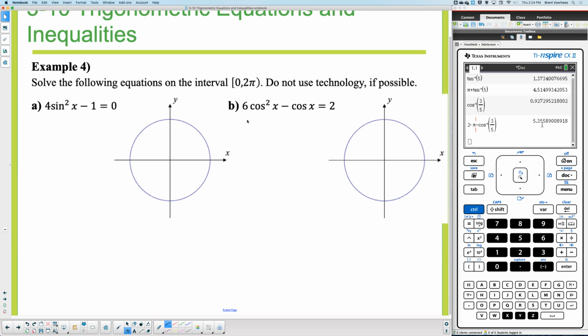Okay, this first one here. We're increasing the difficulty of our equations as we go. It says solve 4 sine squared x minus 1 equals 0. All right, let's walk through. What do you think we should do first? Plus one. Let's add 1 to both sides. So we have 4 sine squared x equals 1. Now what? Divide by 4. We're going to divide by 4.